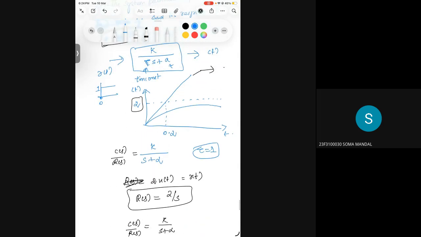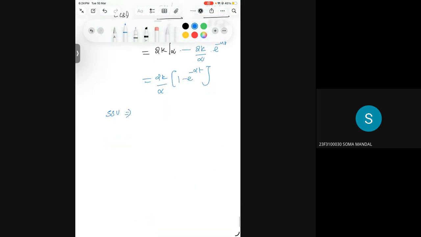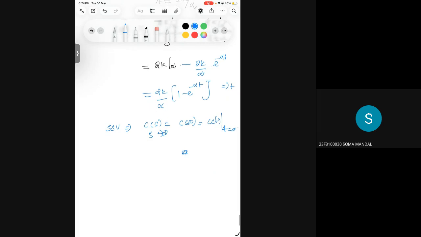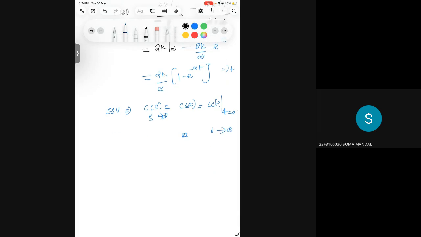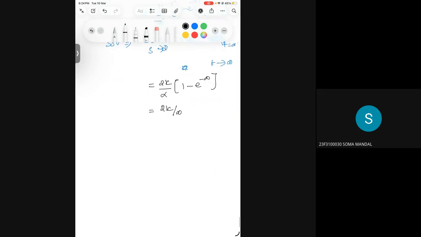How to find a steady state value here? 2 is supposed to be your steady state value. So how to write this at infinity? C of infinity is also written as C of t as t tends to infinity. This is a little clumsy problem. We have to try to derive the values from your known relationship. The only relationship we know from the figure is the transfer function. That's why we are doing all these steps. So when t tends to infinity, this will become 2k by alpha into 1 minus e power minus infinity. E power minus infinity is 0, I guess. So it will be 2k by alpha into 1 minus 0. So your C of t is just 2k by alpha, right?